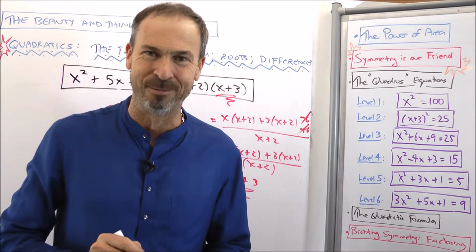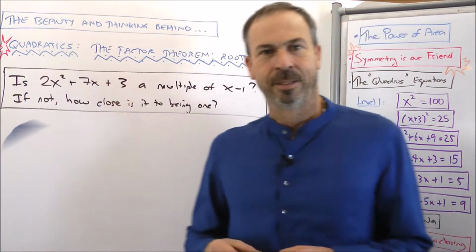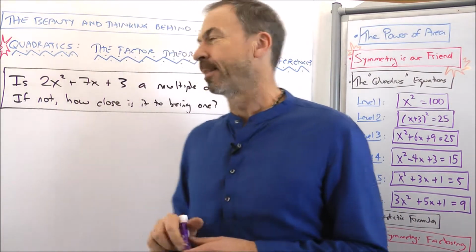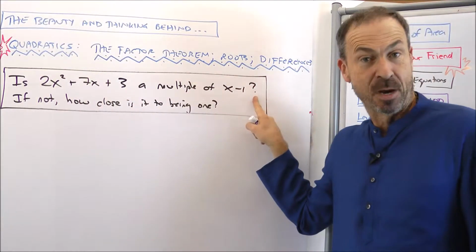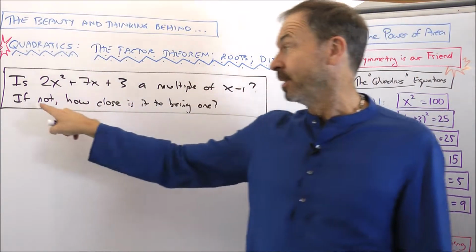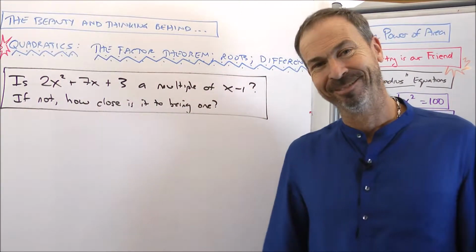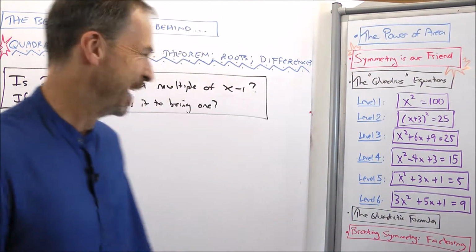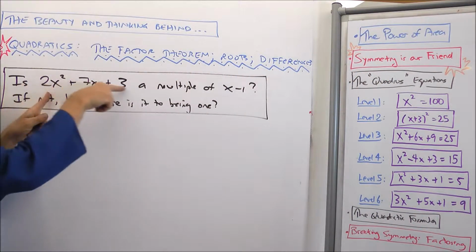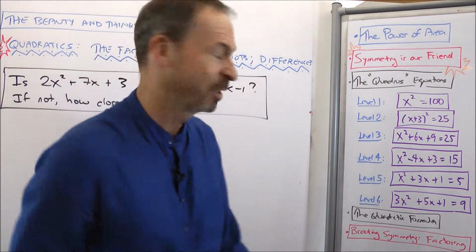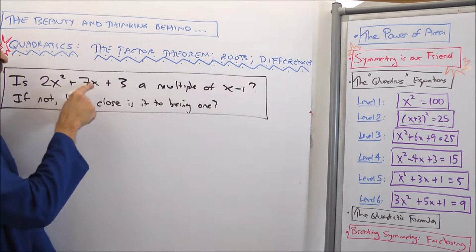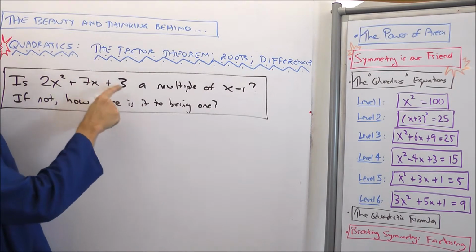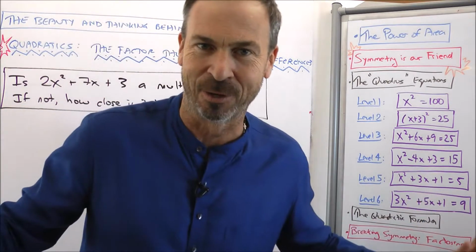So let's do another example right now. Okay, let's try this question together. Is 2x squared plus 7x plus 3 a multiple of x minus 1? And if it isn't, how close is it to being one? Okay, that's a strange question, but we can do it. I want to make this be a multiple of x minus 1. So I'll just go part by part, but I'll have some error, which I'll add to the next part, and that will give me some error, which I'll add to the next, and hopefully we'll have no error left over.